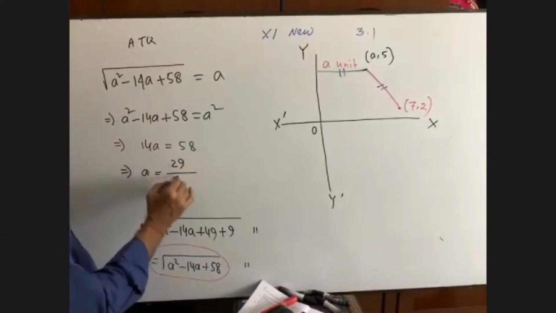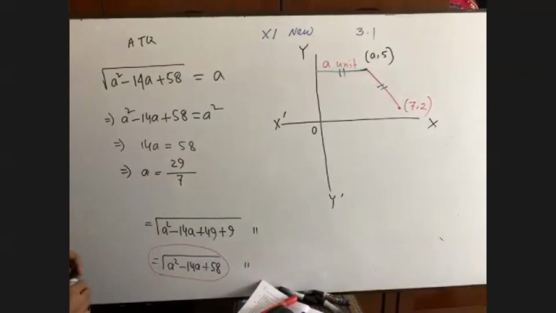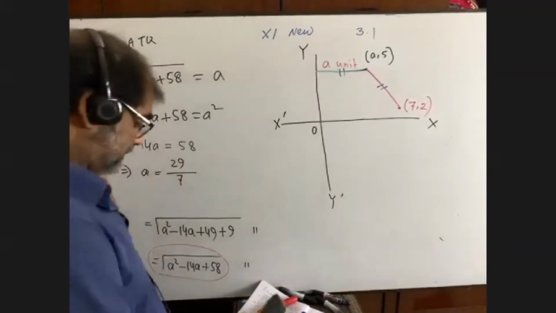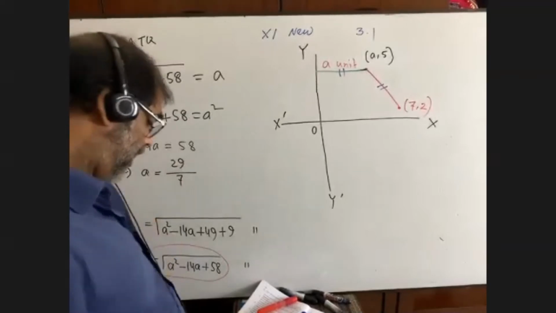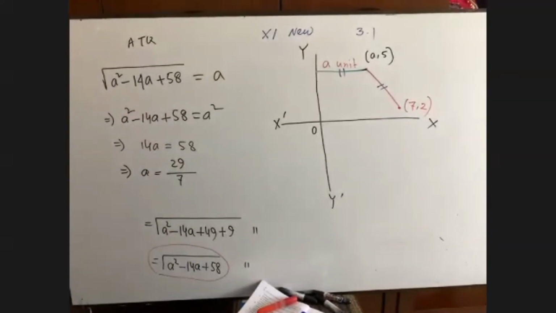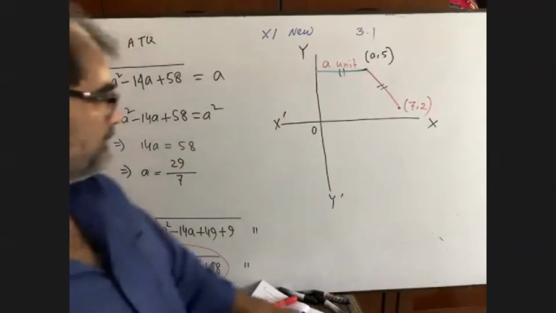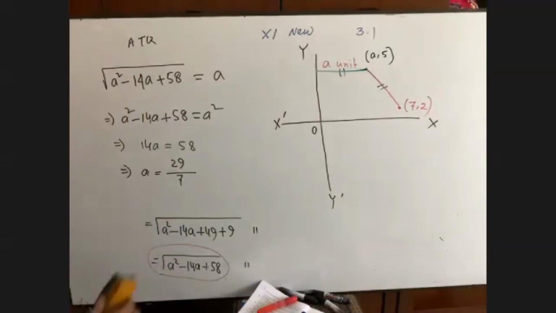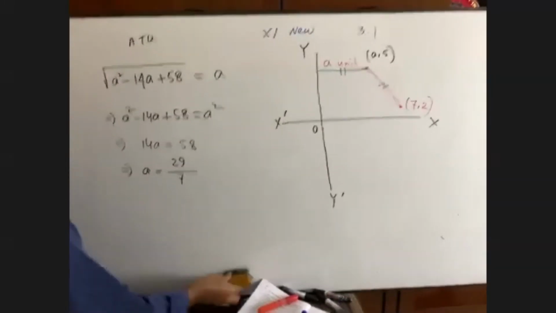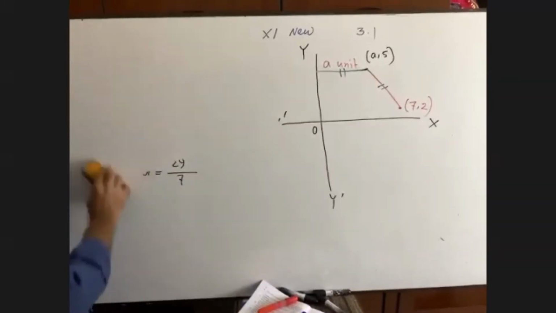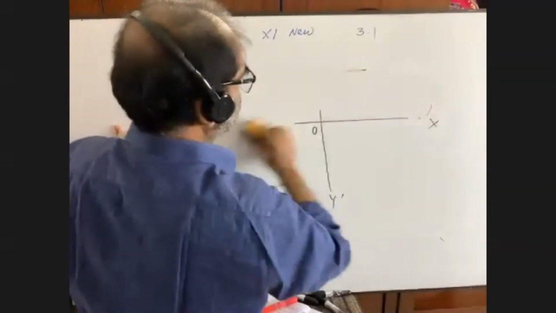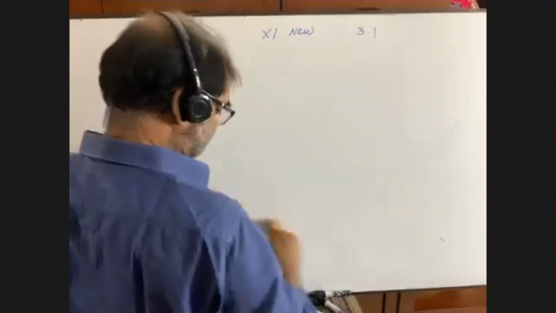29 by 7, and this is the answer. Important math to be given in the exam. Now we can say that yes, the point lies in the first quadrant as a is positive. Now another question. Is it done? Okay, it is done.